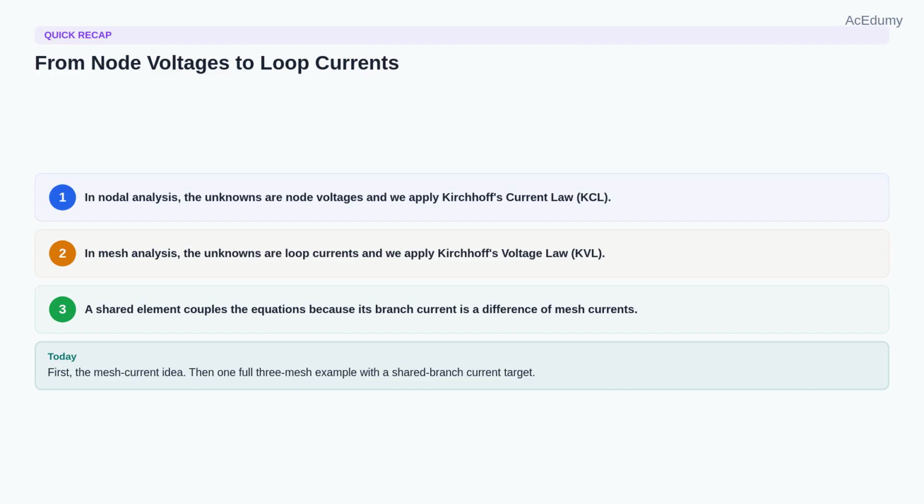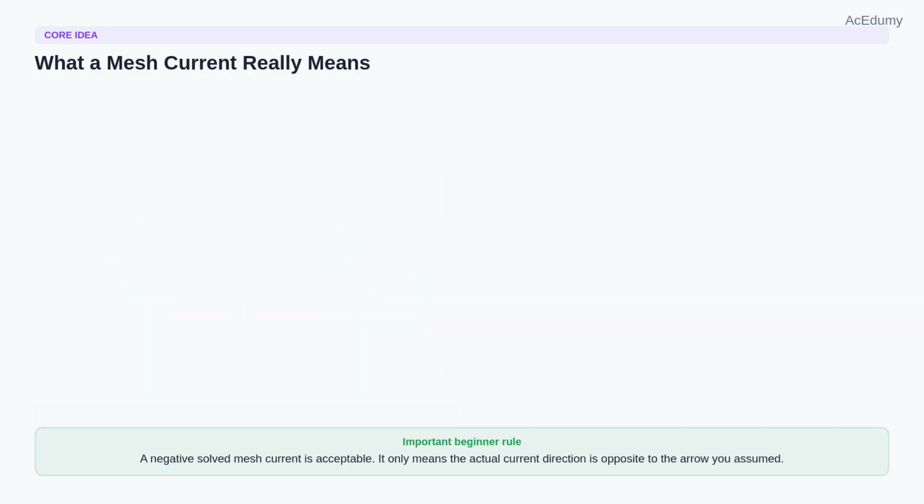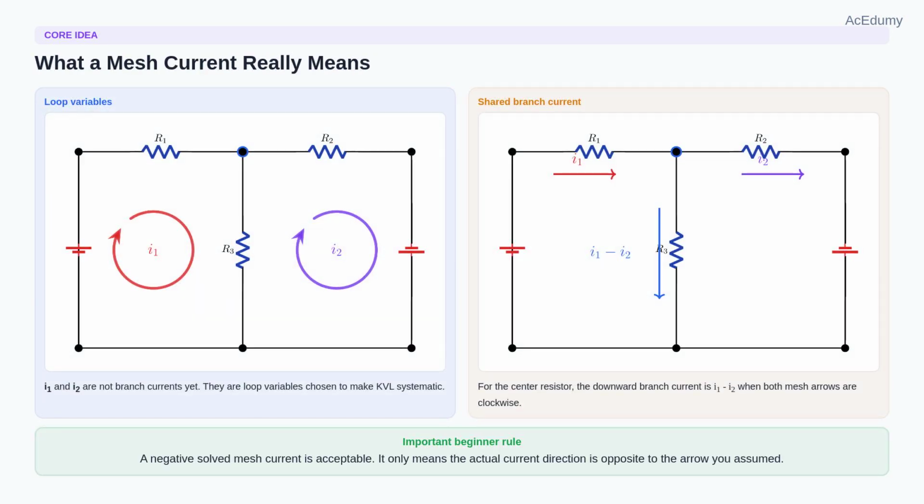The key rule is simple. On a shared element, the branch current is the algebraic difference of the two neighboring mesh currents. Here is the core idea behind the mesh current method.